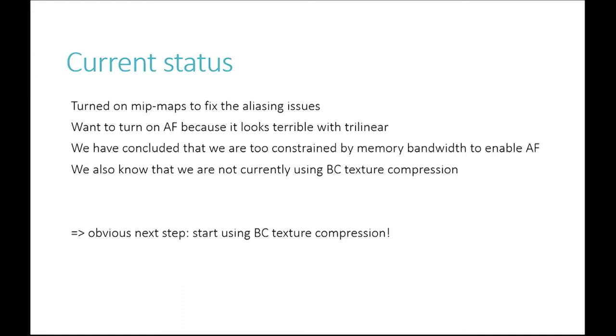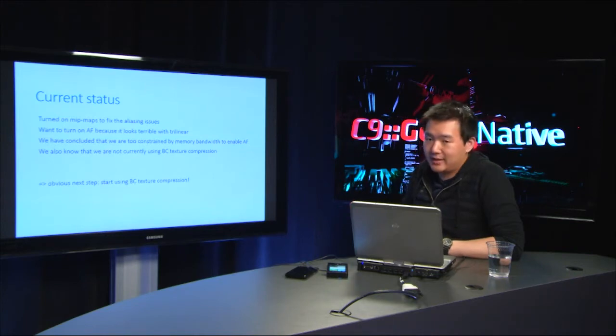We want to turn on anisotropic filtering, but we've shown that we're too constrained by memory bandwidth to do so. And we can see that we're not currently using BC texture compression. And so the obvious next step is to start using BC texture compression. We should recompress our textures from a 32-bit BGRA into a block compressed format. It'll sacrifice a little bit of visual quality because the compression isn't free in terms of image quality, but it'll save us a huge amount of bandwidth.